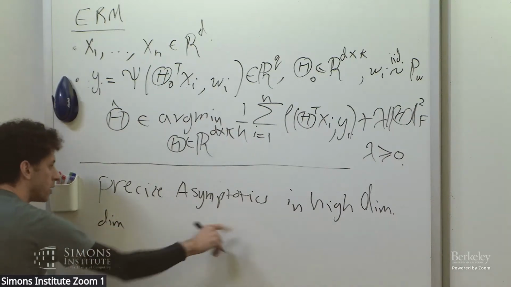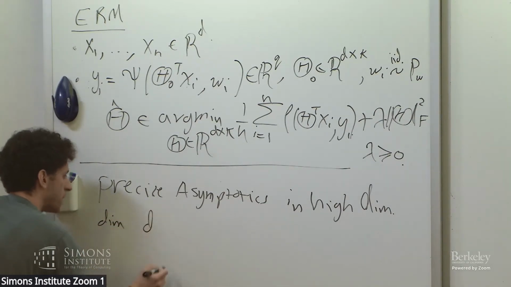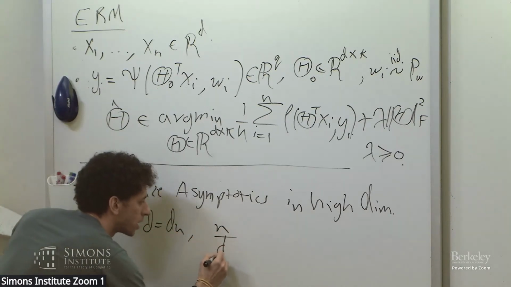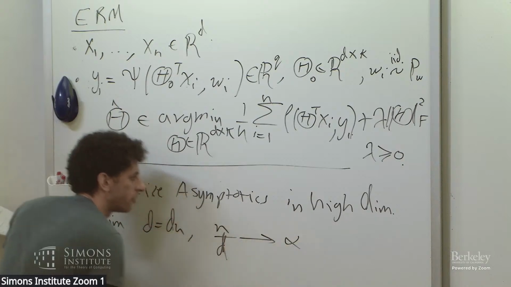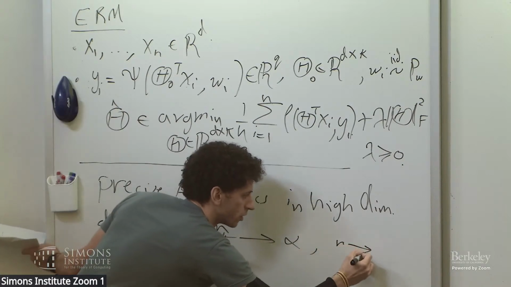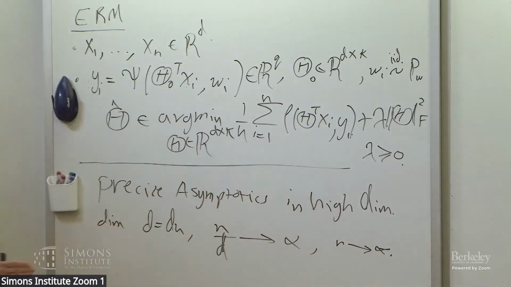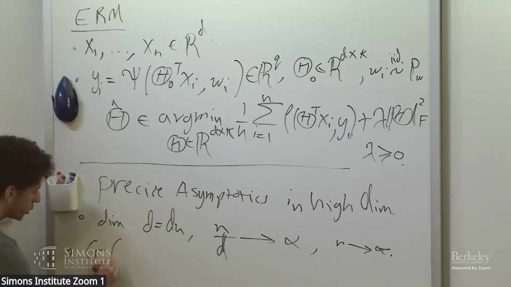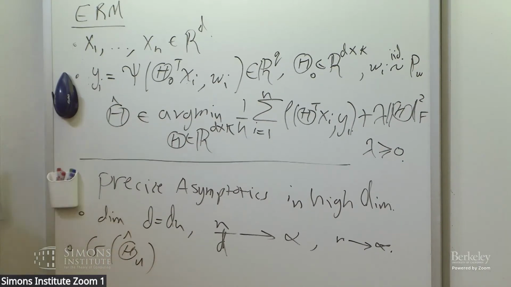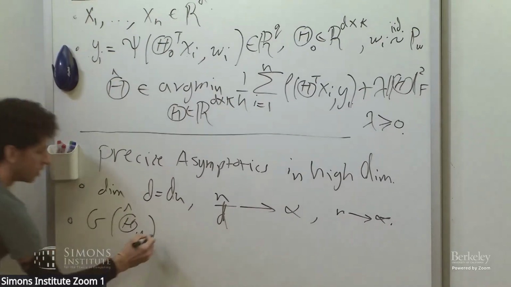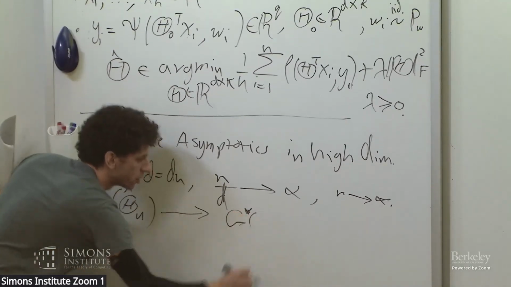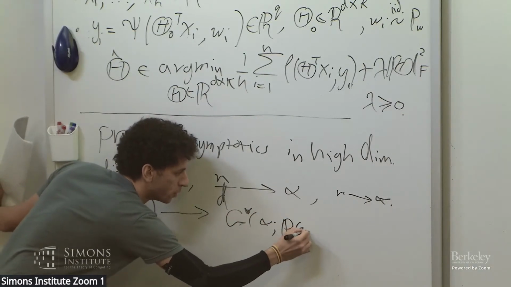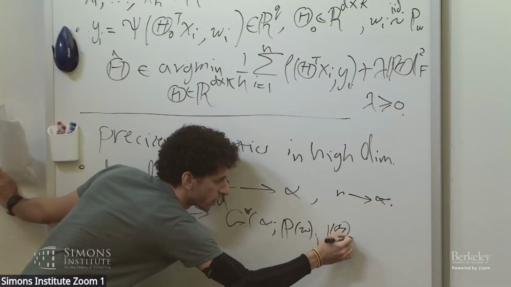So high dimensions means I'm going to take my dimension d to be some function of n, and I'm going to be looking at the following limit, where n over d converges to alpha, that's a constant, as n goes to infinity. So I'm looking at this limit across spaces. And I'm interested in quantities of the form g of theta hat n, computing exact asymptotics of this quantity. This converges to some g star, and this g star will be some function of alpha and other quantities like pw, maybe the norm of theta 0 if this is fixed, etc.